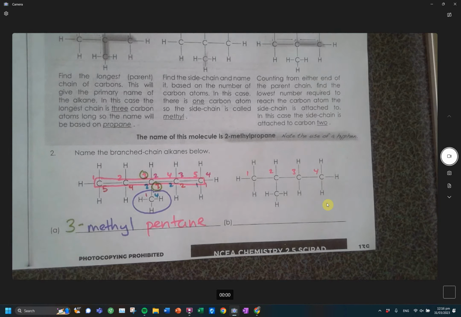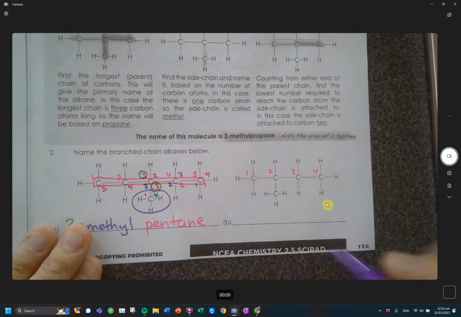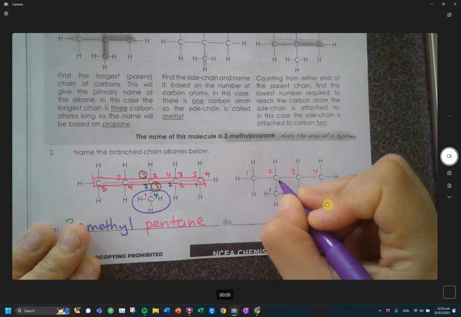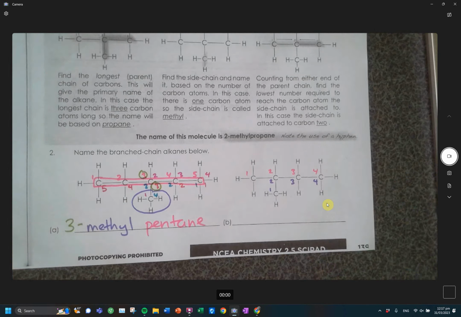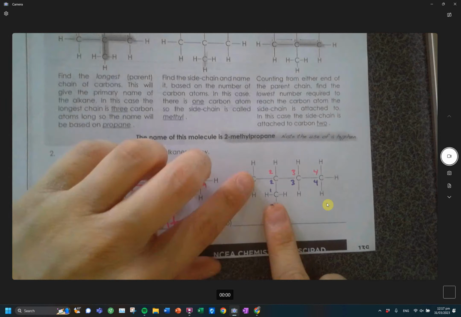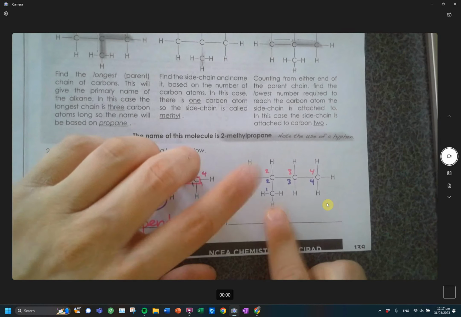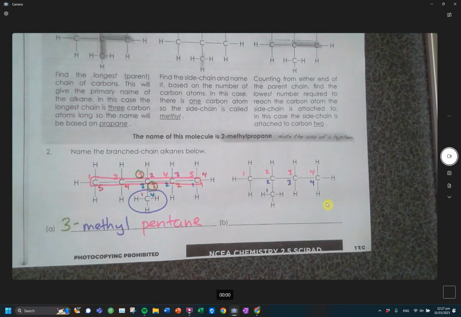If I instead choose to use this carbon over here, and I go 1, 2, 3, 4, are they the same? Yes. So it doesn't matter which chain I choose as my main chain. Either way, you see how carbon number 2 is going to have a methyl coming off of it. So it doesn't matter. I just got to pick one.